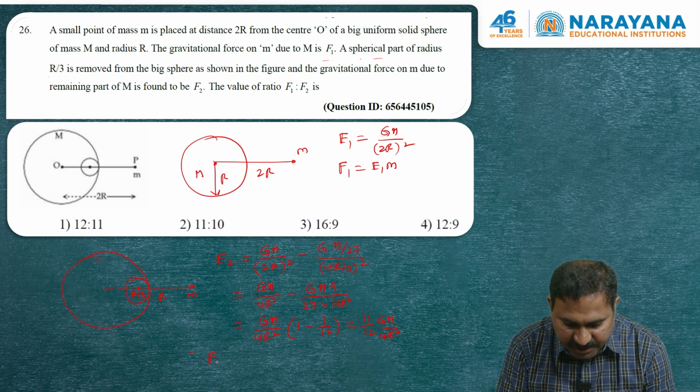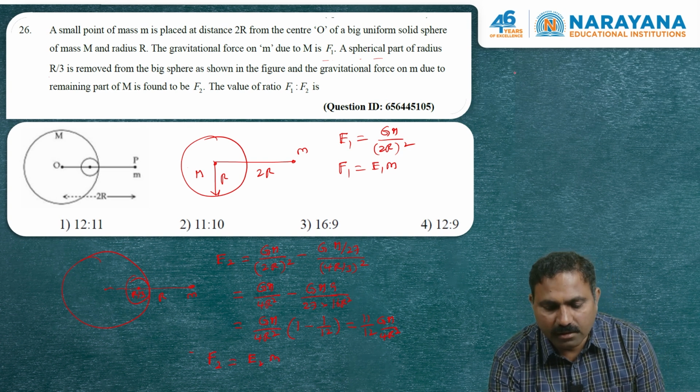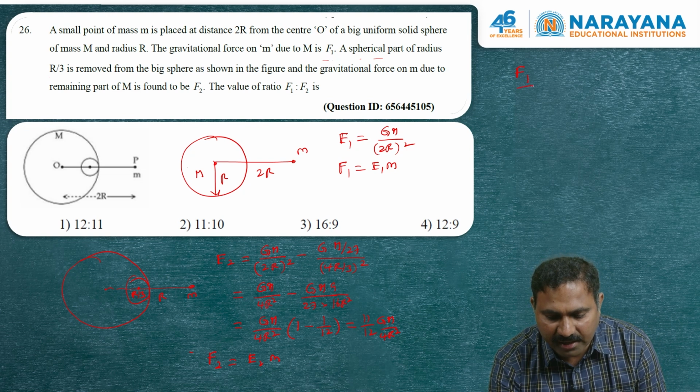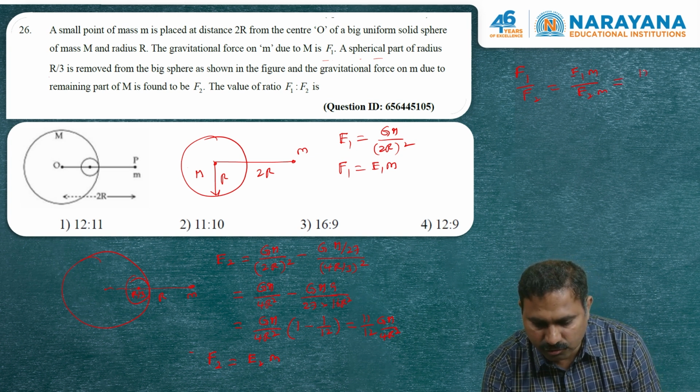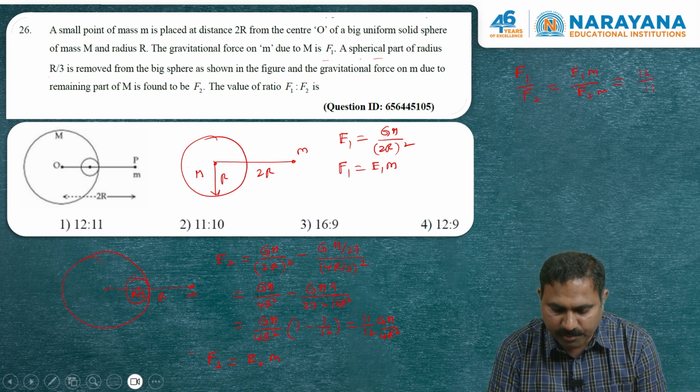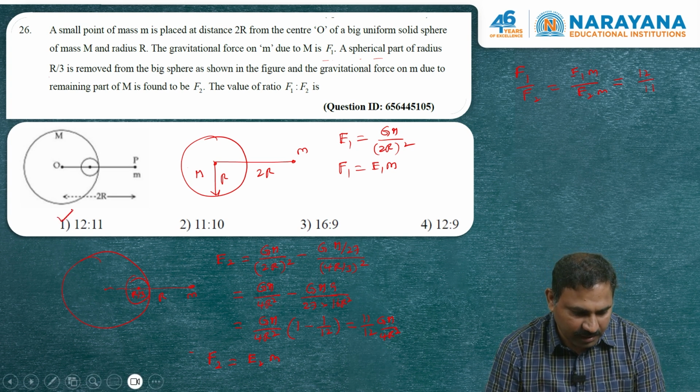Now the force experienced in the second case equals E2 into m. The ratio of F1 and F2 will be E1 into m by E2 into m. So it is clear from this, it comes out to be 12 by 11, as Gm by 4r square gets cancelled. So the first option will be the correct answer.